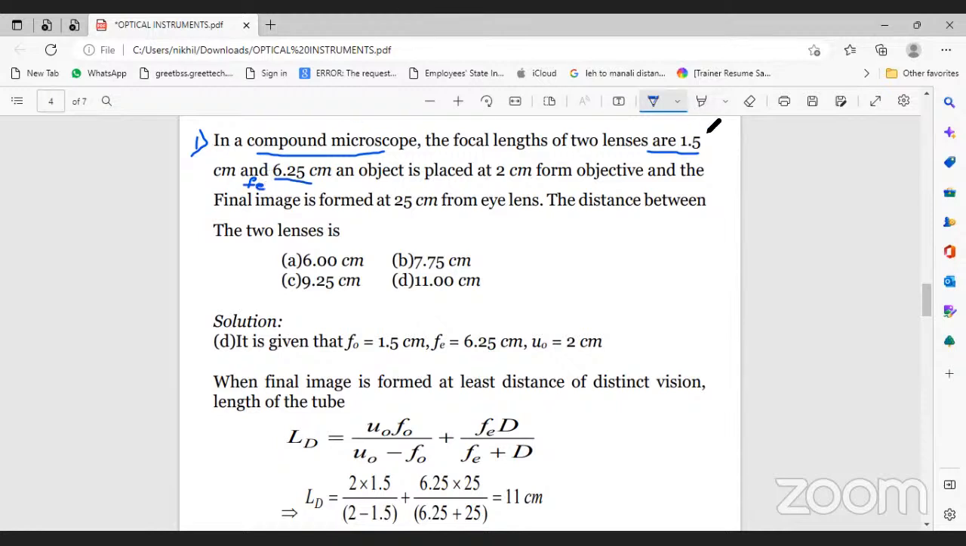Eyepiece. So 1.5 centimeters should be the focal length of what? Objective lens, right? Now, the object is placed at where? 2 centimeters, from the objective lens. So this is the object distance of the objective lens, so it is U naught, right? Yes, sir. Then where is the final image formed?